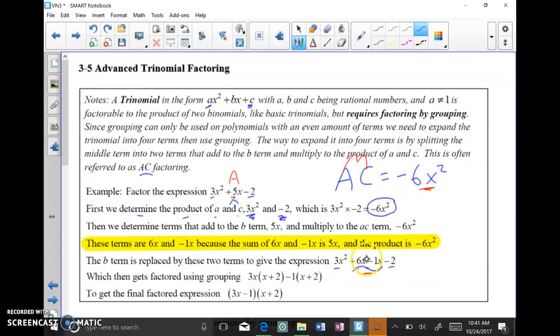And then once we get the 4 terms, we're just going to do grouping. So slice it in half. We could take out a 3x from the left side, you're left with x plus 2. Take out a minus 1 from the right side, get x plus 2. Combine your two GCFs to be 3x minus 1 and your common quotient x plus 2.